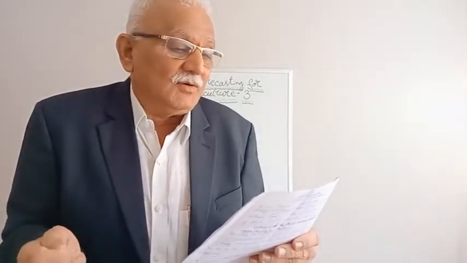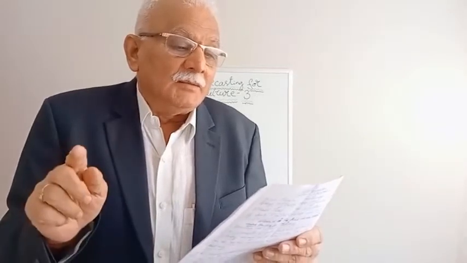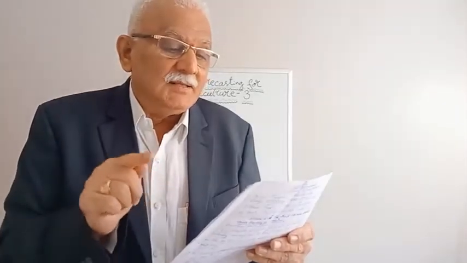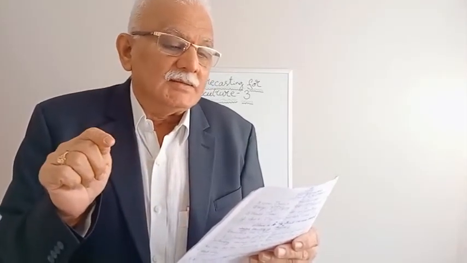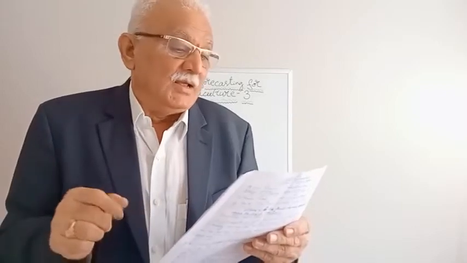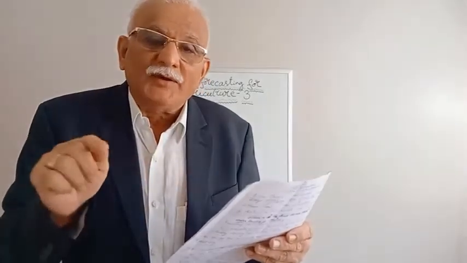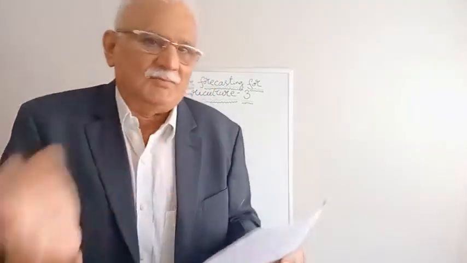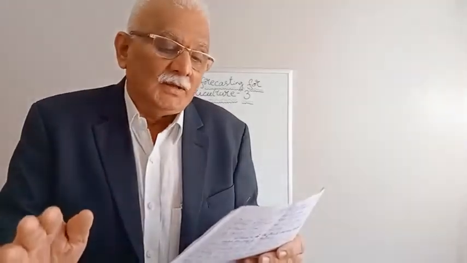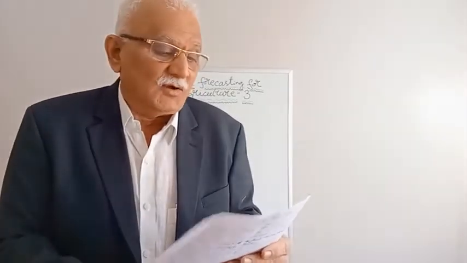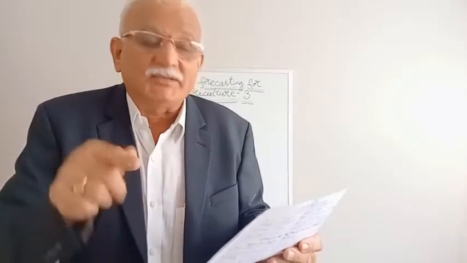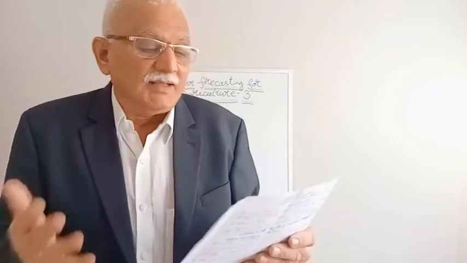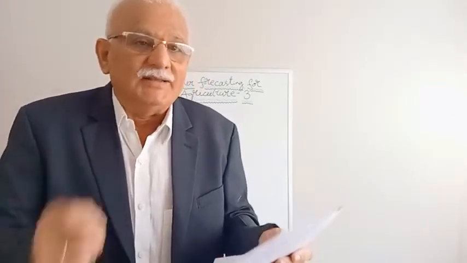Appreciably below normal means minus 3.1 to minus 5 degrees centigrade. Below normal means minus 1.6 to minus 3. Normal is minus 1.5 to plus 1.5. That means plus or minus 1.5, that's what we call normal. Above normal means 1.6 to 3. Appreciably above normal, 3.1 to 5. Markedly above normal, 5 and above degrees centigrade.